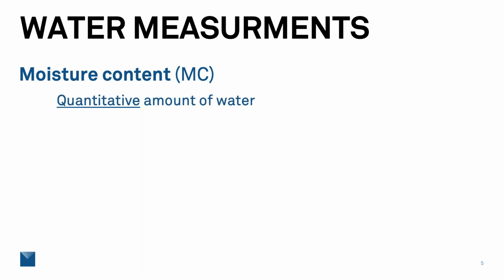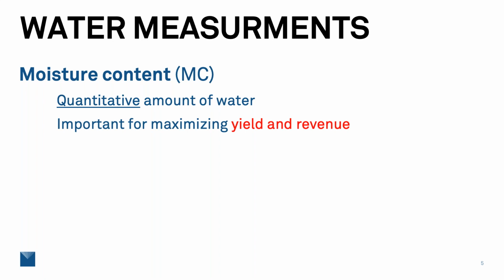All right, when we're talking about moisture measurements, mostly we're talking about two main things. The first one I want to talk about is moisture content, and that is a quantitative amount of water. So we're talking about the amount of water in something. This is important for maximizing yield and revenue, because if you can increase your moisture content, water is cheap and you can increase your yield and your revenue.